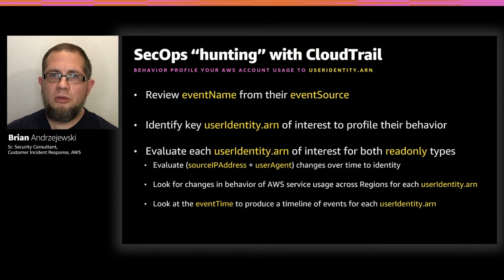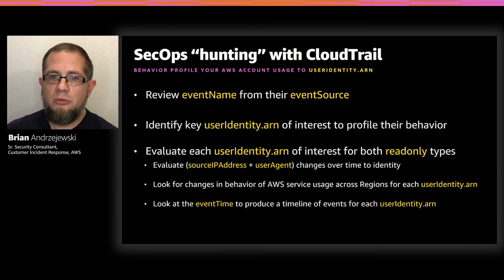Once we look at the CloudTrail record, we review the event name from their event source. We identify the key user identity ARN of interest to profile that behavior. Since all actions against the control plane API are authenticated and a request, that user identity ARN gives us a lot of detail to build a timeline analysis and behavioral analysis against that ARN.